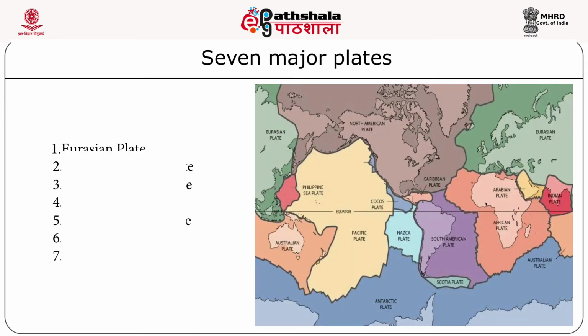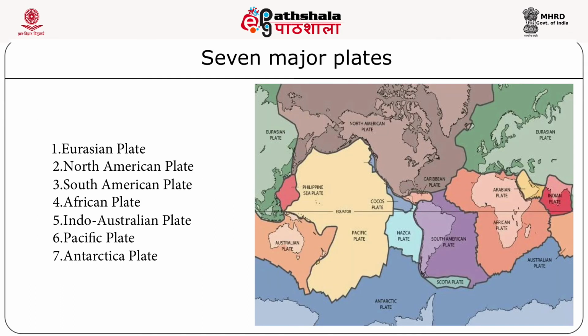There are 7 major plates: Eurasian plate, North American plate, South American plate, African plate, Indo-Australian plate, Pacific plate and Antarctic plate.